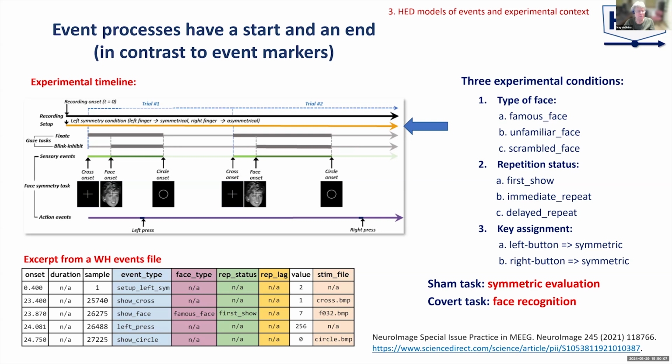The repetition is in the repetition type column, but this key assignment isn't in the events file per se. It turns out it's an experiment recording-wide experimental condition. So each recording has a different one of these. And you'll see here's face type, repetition type, but the setup is in the first row of the event file. And so this is just recorded as an event marker unless you annotate it with an onset saying this is an event process. If you do the event process, then it's available to the entire experimental timeline.